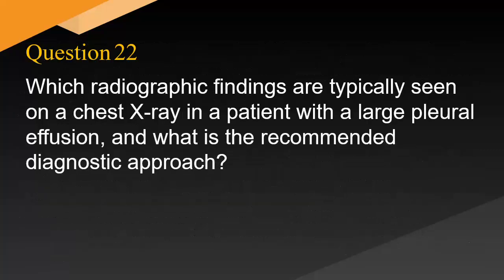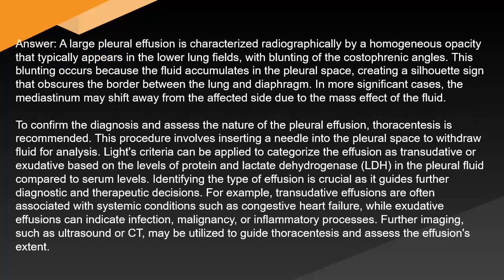Which radiographic findings are typically seen on a chest X-ray in a patient with a large pleural effusion, and what is the recommended diagnostic approach? Answer: a large pleural effusion is characterized radiographically by a homogeneous opacity that typically appears in the lower lung fields with blunting of the costophrenic angles.